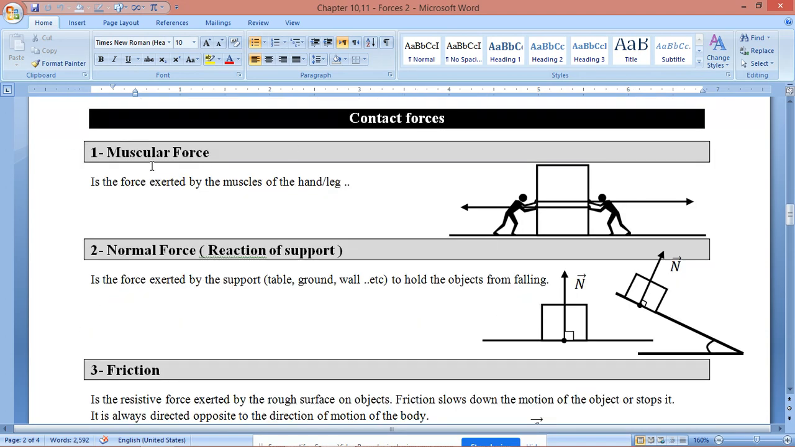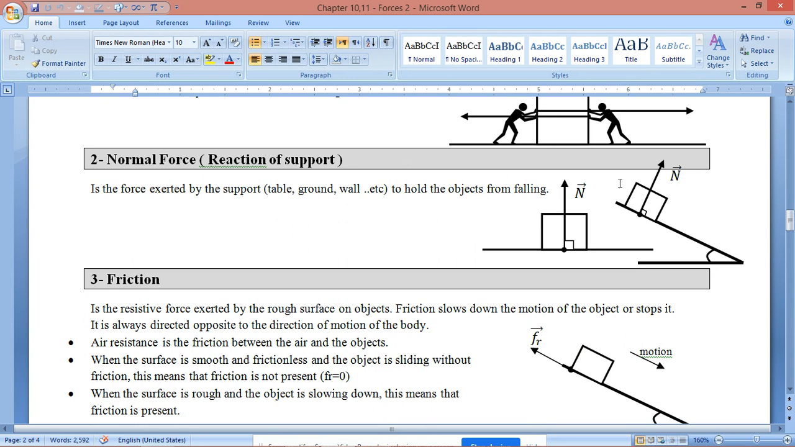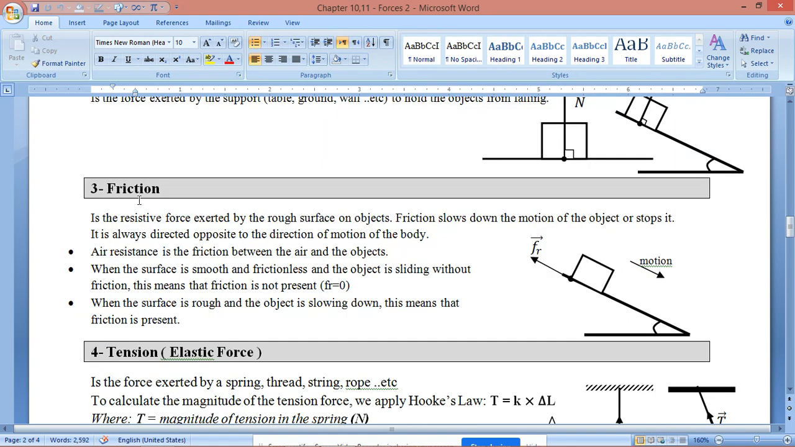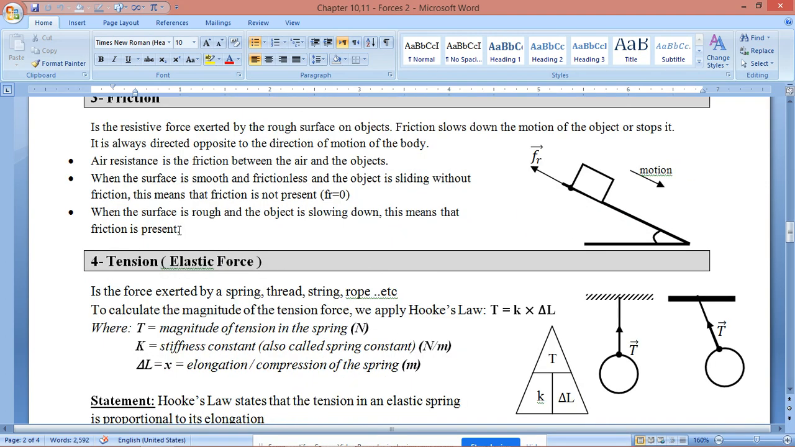Now the contact force is the muscular, the normal reaction of support. Normal is always drawn perpendicular to the surface and not upwards or downwards. The frictional force is always drawn opposite the direction of motion. You can, of course, read and understand well the note given.